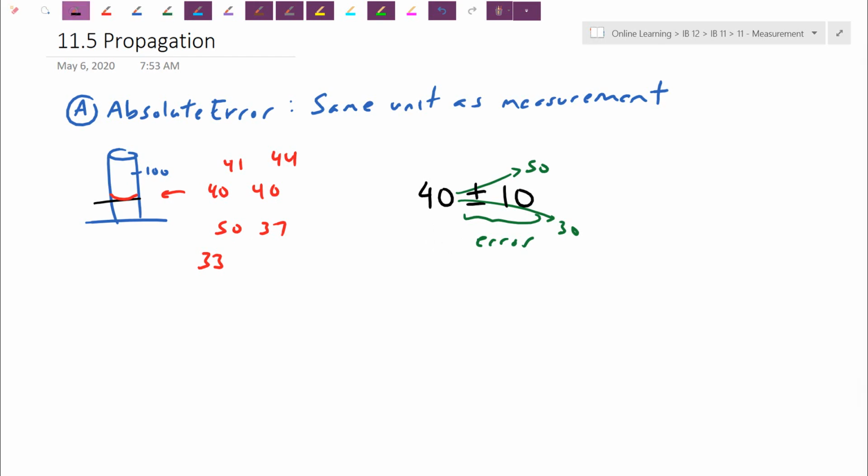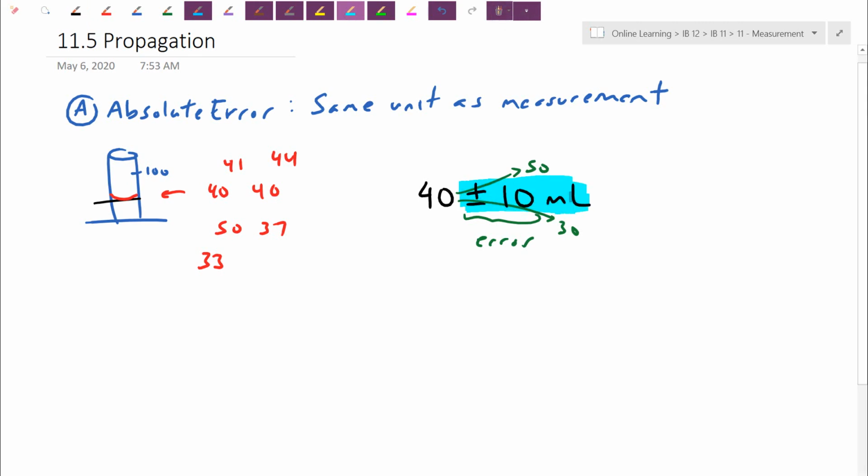In terms of units, in this case, it's going to be milliliters of solution. It would have been 40 milliliters plus or minus 10 milliliters. In chemistry here, we're just going to leave the units on the other side. So in this case, the absolute error is this plus or minus part.